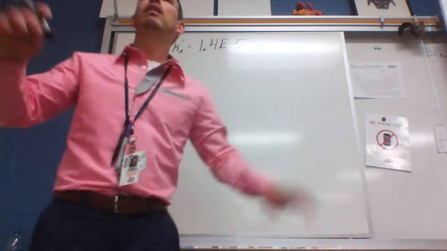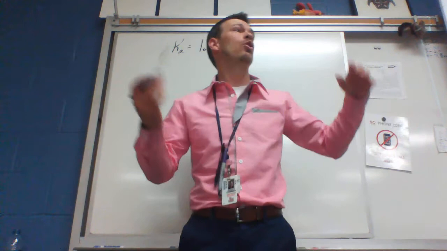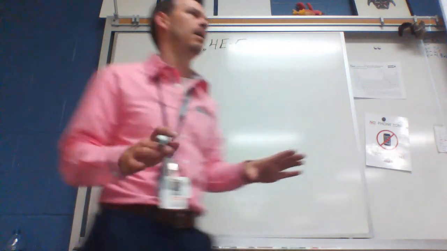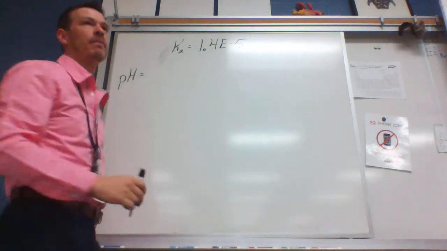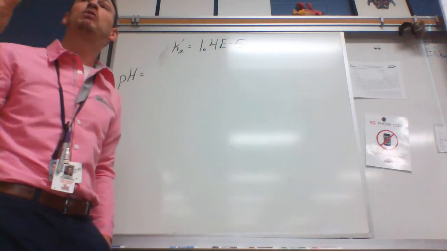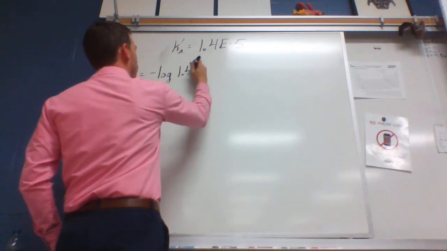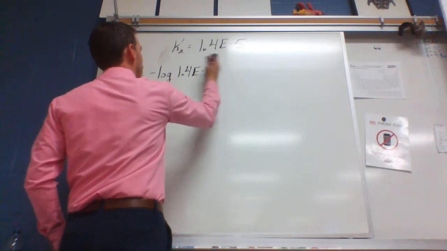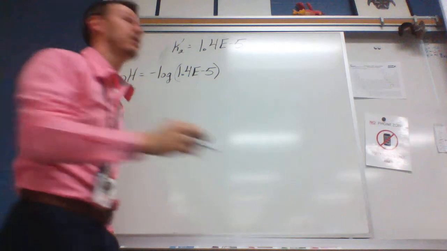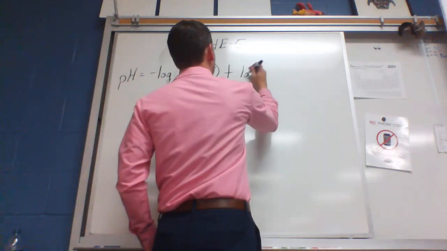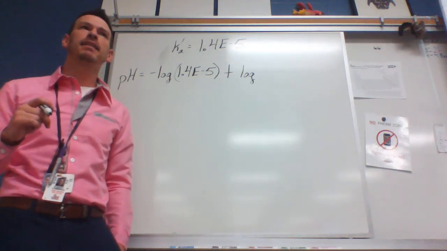Okay. So let's take a look at the equation. Now, Ka is connected to pH, so there won't be an extra subtract from 14 step here. So let's plug and chug. pH equals the negative log, that equals pKa, so negative log of 1.4 E negative 5, plus the log of the ion over the species.